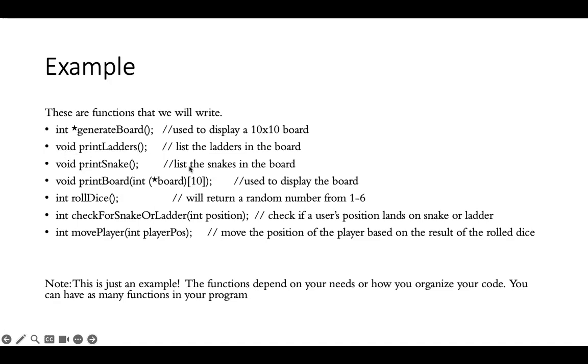And then to list down the snakes in the board, we have the print snake function. And then to display the board, we have the print board, and it accepts this pointer containing a 2-dimensional array of shorts. And then roll dice will give us a random number from 1 to 6. And to check for a snake or ladder, a method that accepts a position argument. So this checks if a user's position lands on a snake or a ladder.